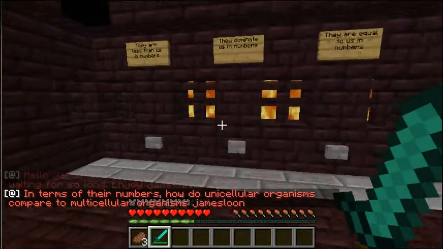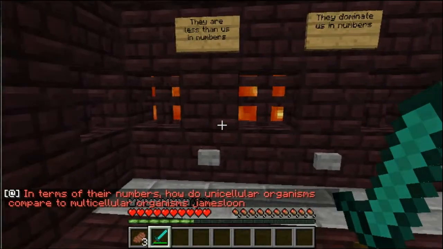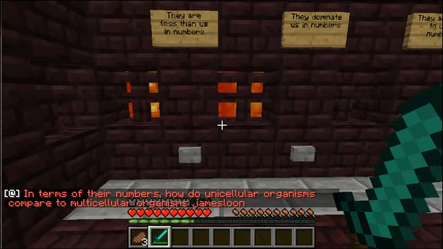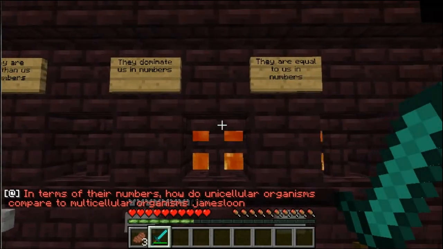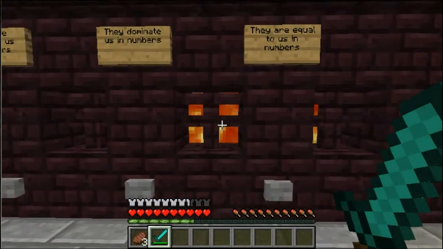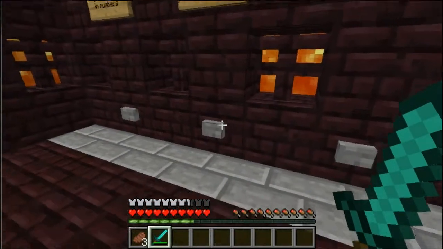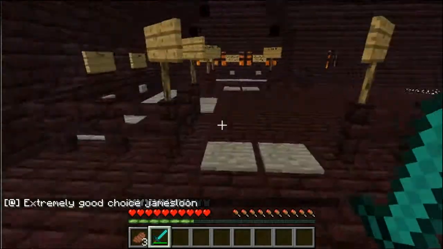Alright, so question 1. In terms of their numbers, how do unicellular organisms compare to multicellular organisms? They are less than us in number, they dominate us in numbers, or they are equal to us in numbers? This one is they dominate us in numbers.